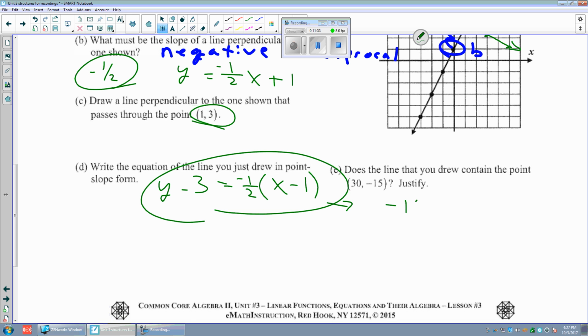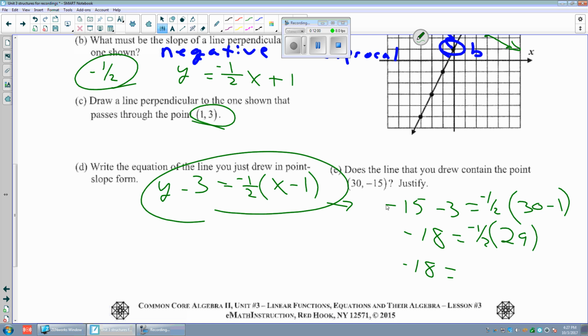Negative 15 minus 3 has to equal negative 1/2 times 30 minus 1. Oh, I don't think so. Negative 18, does that equal negative 1/2 of 29? No, it doesn't. Negative 18 does not equal negative 14.5.